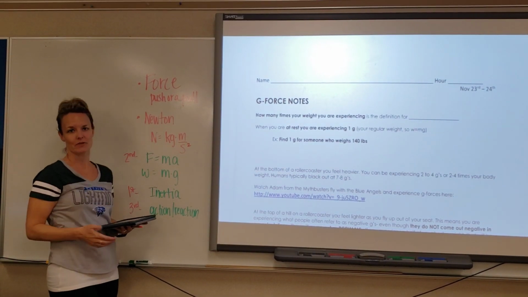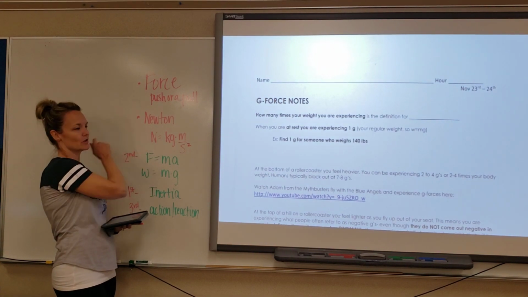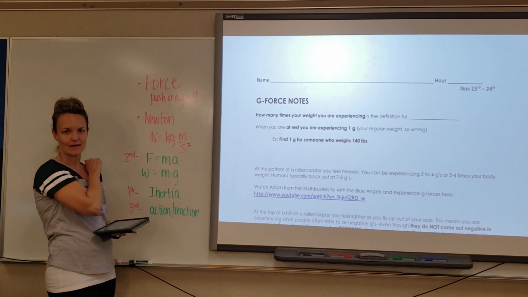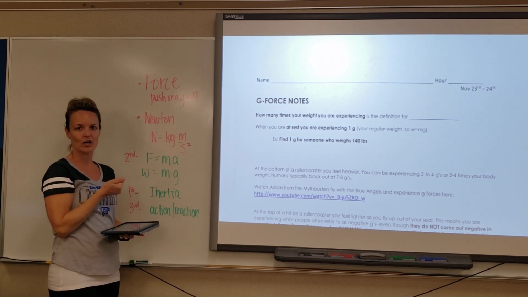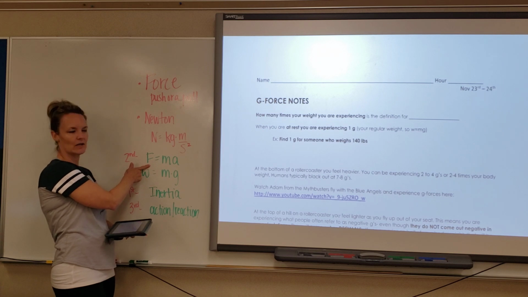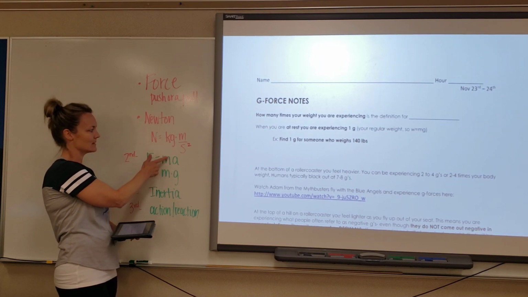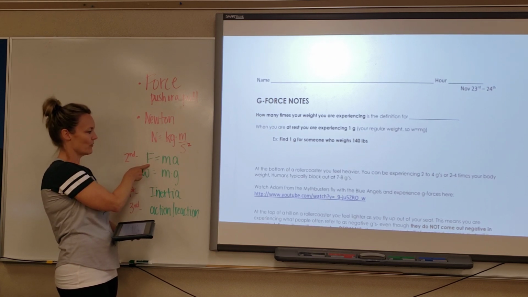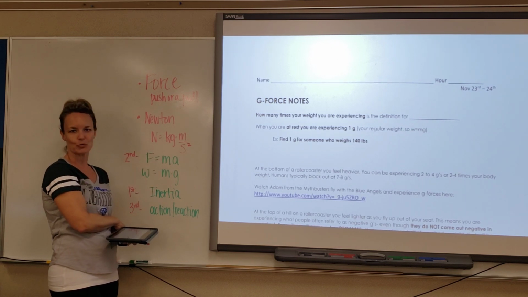A force, the definition of it is a push or pull. It is measured in a Newton, which is a capital N. A Newton is the same thing. It's equivalent to a kilogram times a meter per second squared. If you forget that, which you will, you just look at this equation right here. The equation for force, F equals ma. You know that mass is measured in kilograms, acceleration in meters per second squared. So a force, a Newton, has to be the same thing as a kilogram times a meter per second squared.